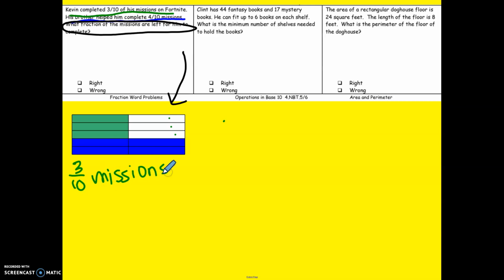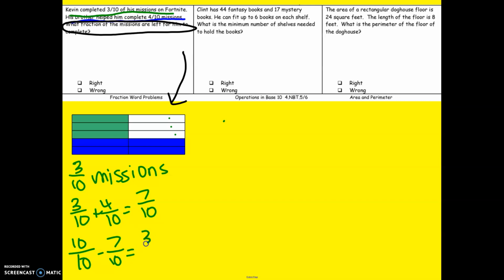Now we could solve this in a different way using equations. I could have added 3/10 plus 4/10 for him and his brother and gotten 7/10. Then we could subtract from one whole, 10/10 minus 7/10, and we'll still get 3/10. So that should have been your final answer.